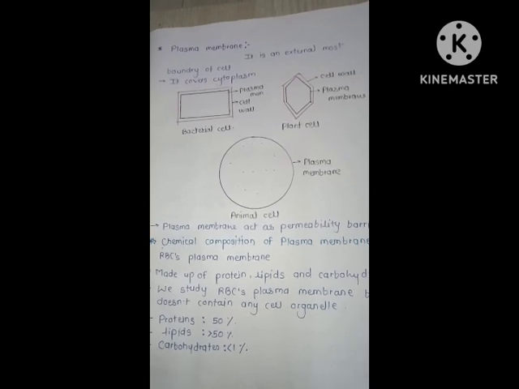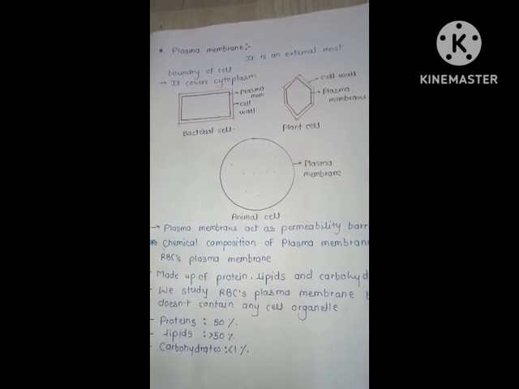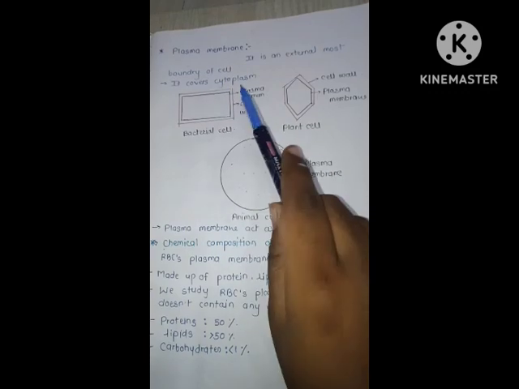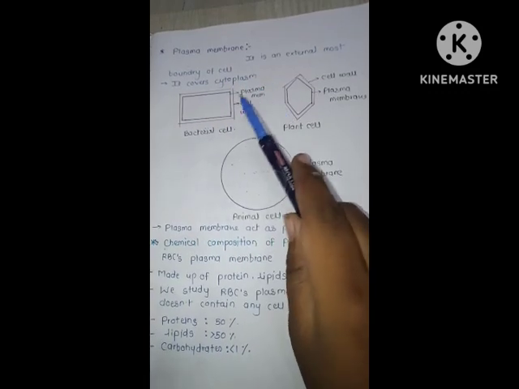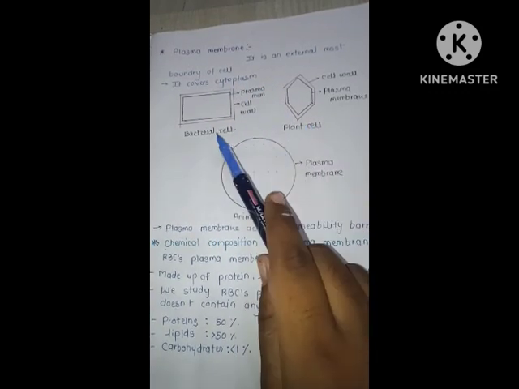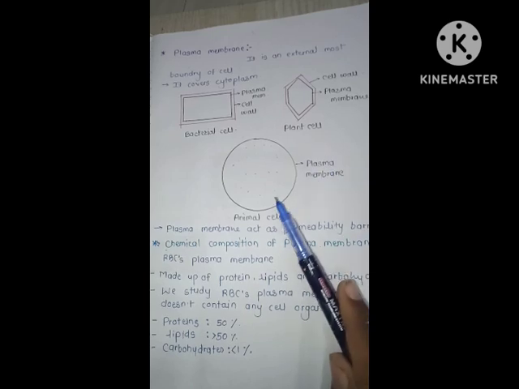Today we are going to discuss the plasma membrane. The plasma membrane is the outermost boundary of the cell. It covers the cytoplasm. As you can see, we have drawn diagrams of a bacterial cell, plant cell and animal cell.